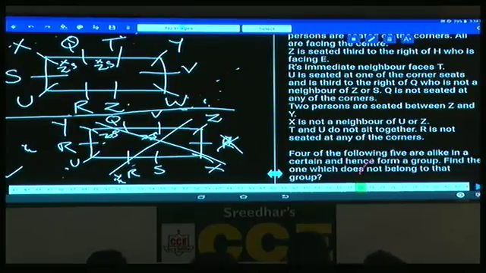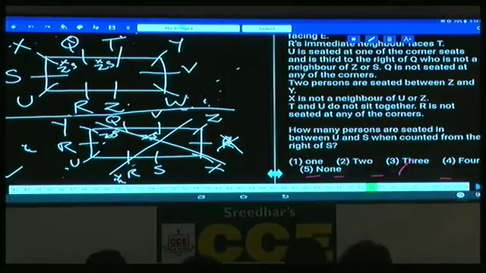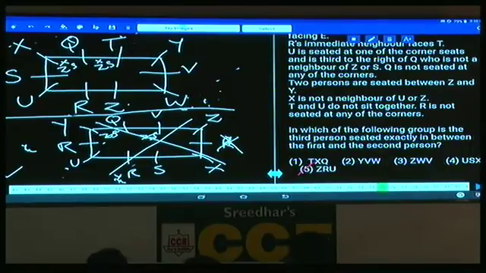And question number 73. Find the odd one out. Q, V, S, W, R. Q, V, R, S, all these persons are at the centers and W is at the corner. Except W, the remaining 4 persons are at the centers, W is at the corner, hence it is the odd one. Then question number 74. How many persons are seated between S and U? If there is no person in between S and U, then what is your answer? None. That is choice 5, because S and U are adjacent neighbors.